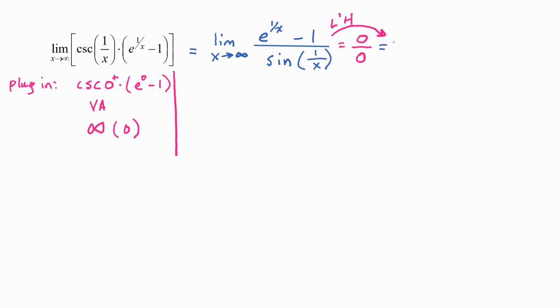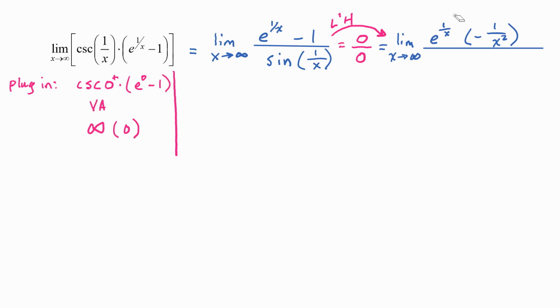Now this will become the limit as x goes to infinity. We have to take the derivative of the numerator, which would be e to the 1 over x. Chain rule says take it times the derivative of 1 over x, which is negative 1 over x squared. Because 1 over x is x to the negative 1, so its derivative becomes negative x to the negative 2.